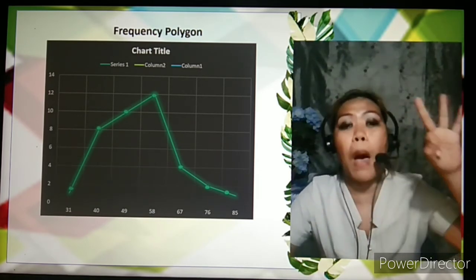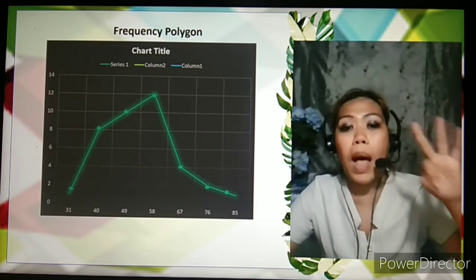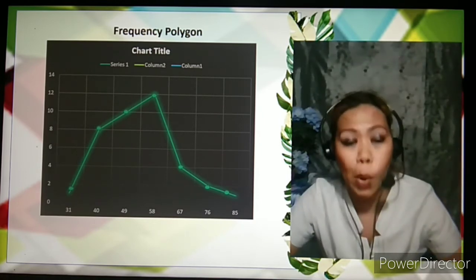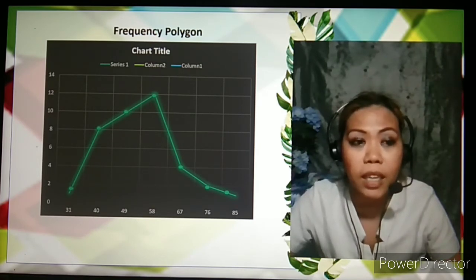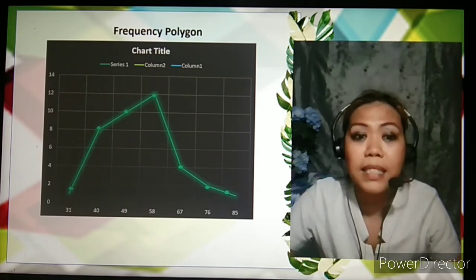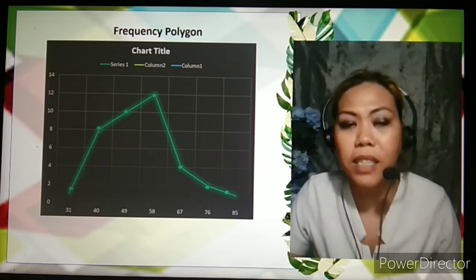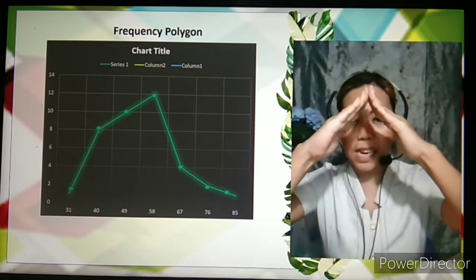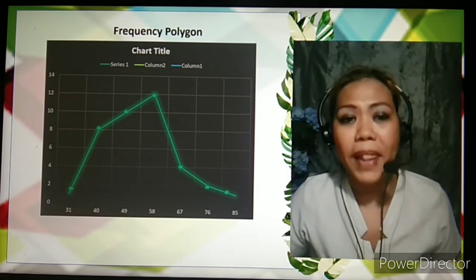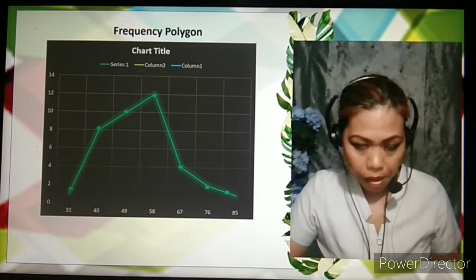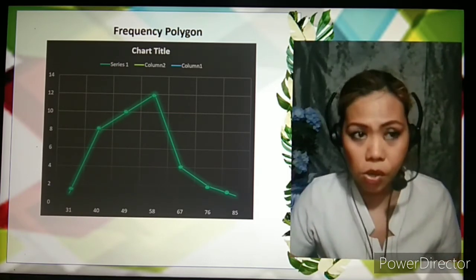Number one is mesokurtic, or what we call well balanced, average, or normal. Second is leptokurtic. Okay? Leptokurtic is more peak. And the third one is platykurtic. Okay? That is the third type of symmetrical.